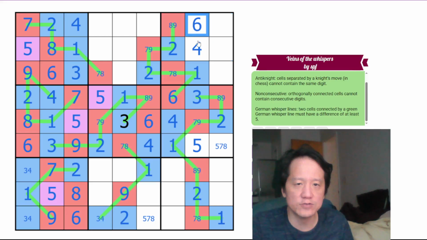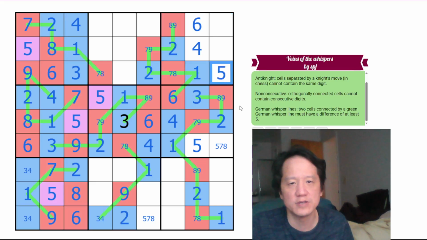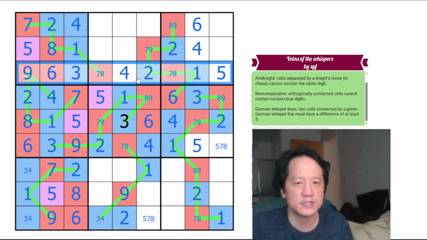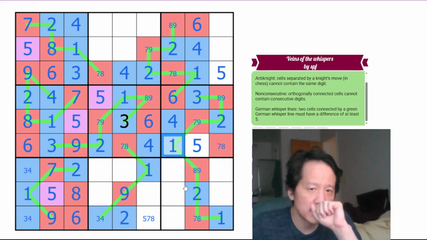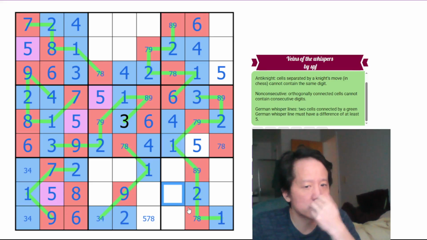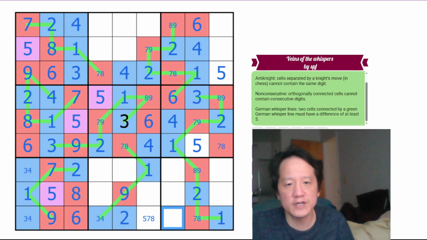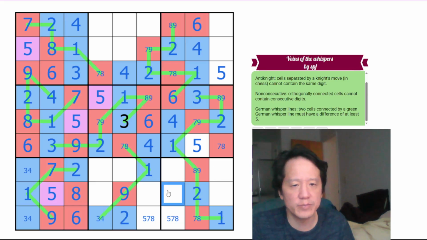5 cannot be next to 4 or 6 in this box orthogonally. So 5 has to be here. That leaves this as a 4, and that's the only remaining digit there. So this is low, 4, low, 4, high as a 6. This has to be high because it can't be 5. This has to be 5, 7, or 8. 5 cannot be here because of this 5.